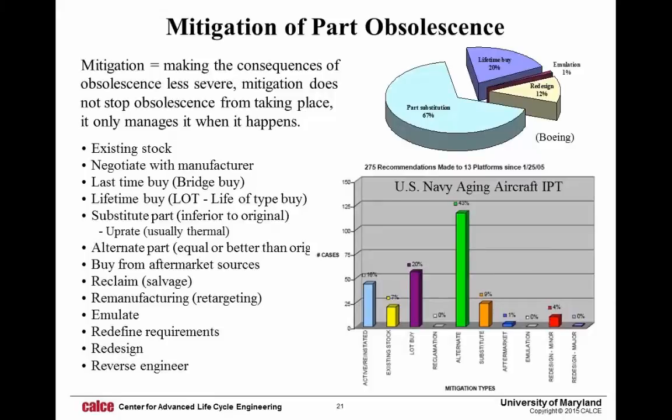Click it once. We'll get a box that will come up here. Let's look just at a very common approach, which are lifetime buys. Lifetime buy is just what it sounds like. It means you figure out how many you're going to need forever, and you buy them before the original manufacturer stops production. Okay? A last time buy is a version of that, but you're not buying them forever. You're buying them until some point in the future where you're going to design the part out. So those are called bridge buys as well. So let's go to the next slide.